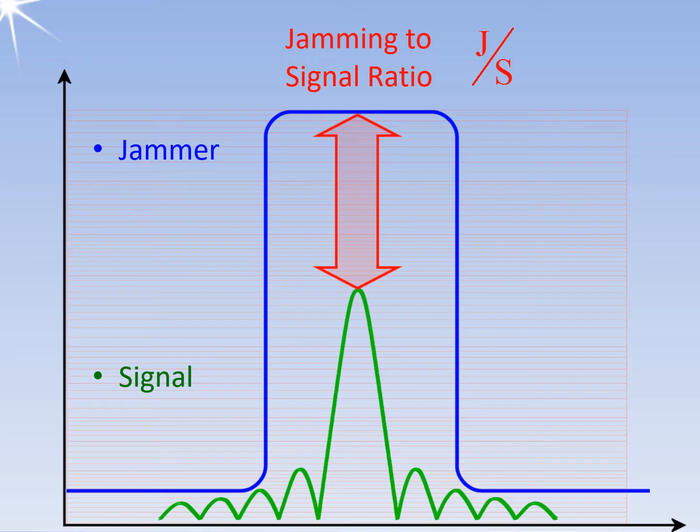The jamming-to-signal ratio is the ratio of the power received from the jamming signal transmitted, J, to the power received, S, from the radar backscatter from the target. This ratio is calculated by comparing the power density of the jamming signal to that of the desired signal. Logarithmic scales are often used. The specifications are therefore converted into decibels.